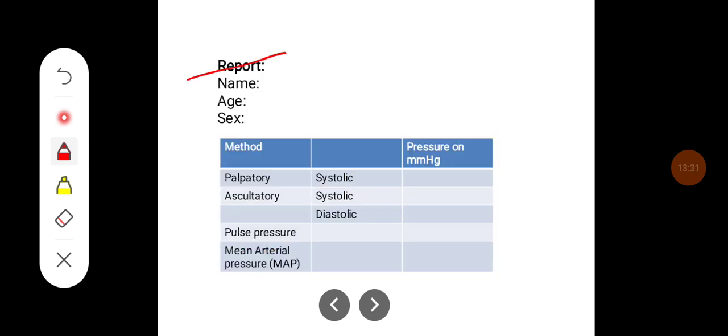Then the blood pressure can be reported in this manner. You should report the palpatory systolic, and the auscultatory systolic as well as diastolic, in mm Hg. The pulse pressure and the mean arterial pressure should also be mentioned.